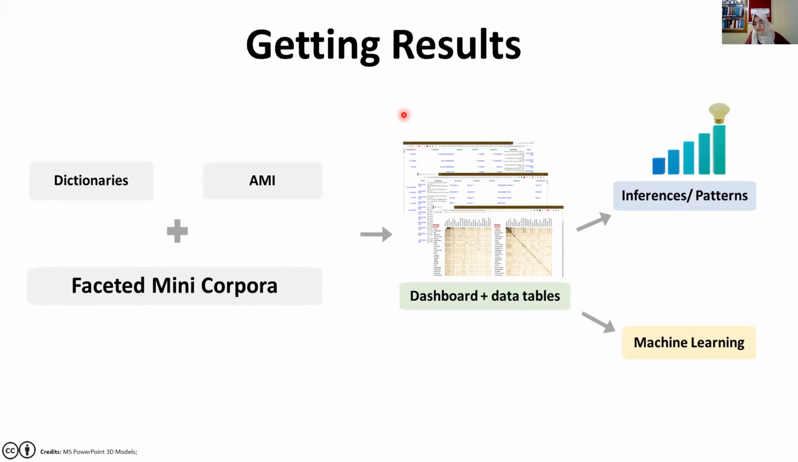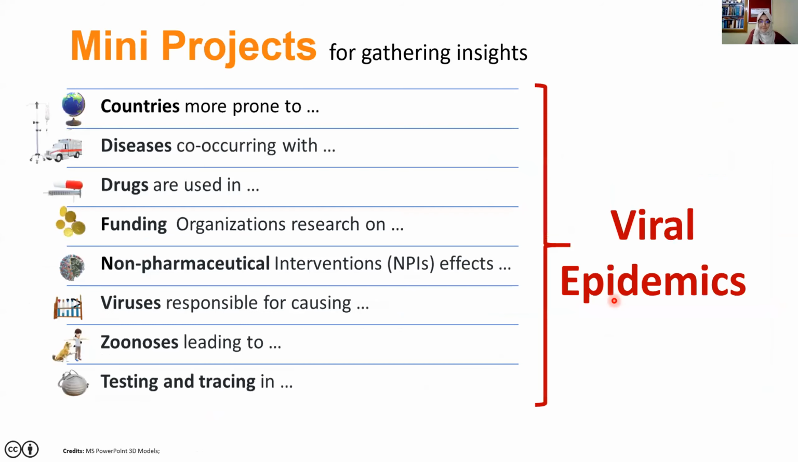And also, all this can be used to analyze everything further using machine learning. So our mini projects were primarily based on critical questions like what countries are more prone to viral epidemics? Which diseases co-occur with viral epidemics? Are there any drugs that are specific to treatment during viral epidemics? What funding organizations come to the forefront when it comes to funding research on viral epidemics?